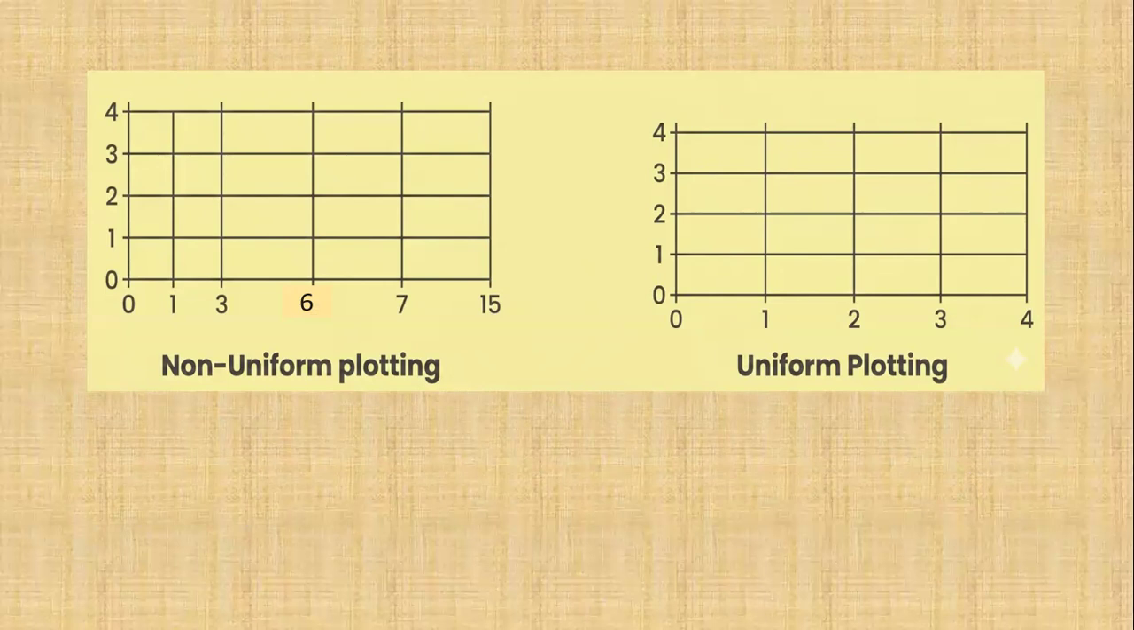For that, the first step is to take a uniform plotting. You can see that non-uniform plotting is not recommended. That's on the left side, while the one on the right side is the uniform plotting, and that's the recommended way.